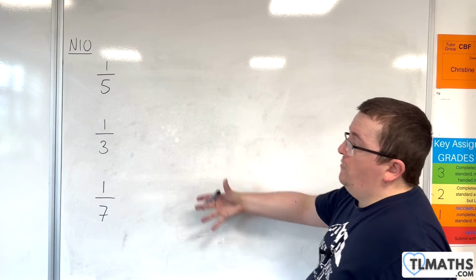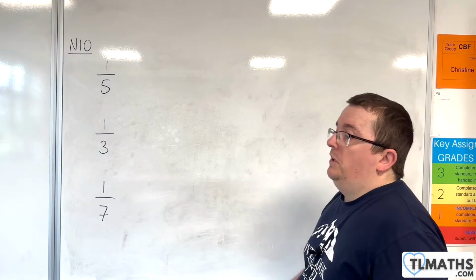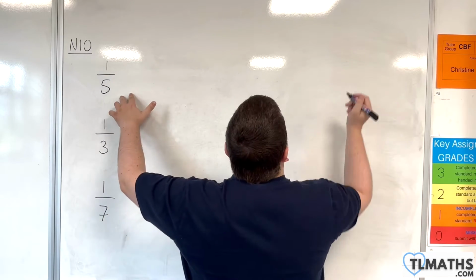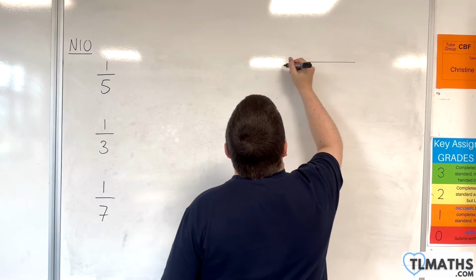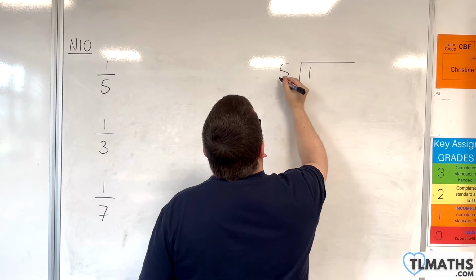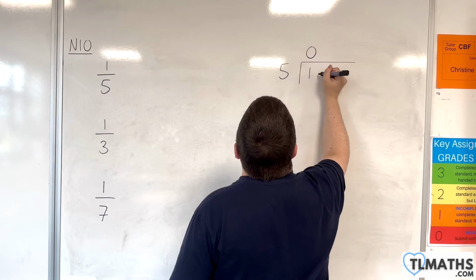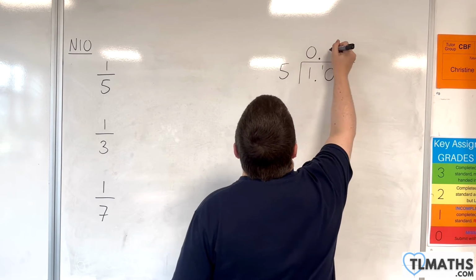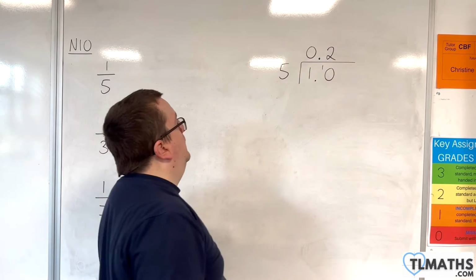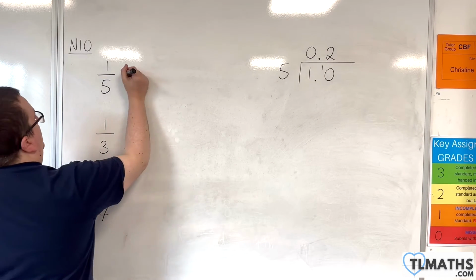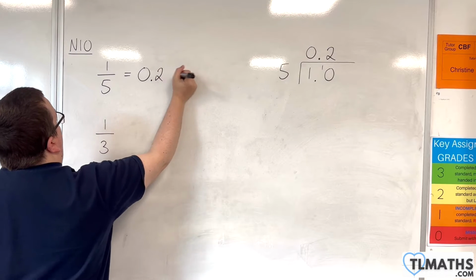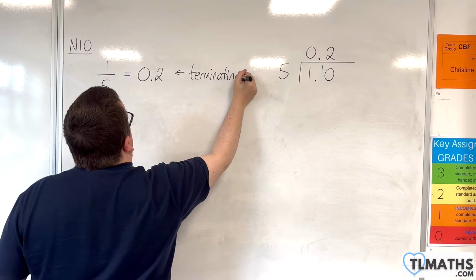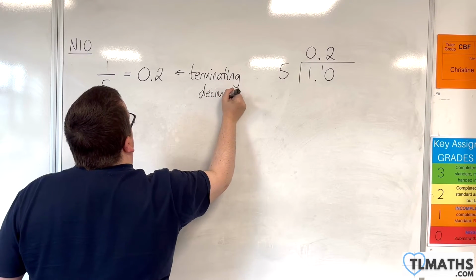So here are three fractions, and what I'm going to do is convert them into decimals. So 1/5, 1 divided by 5, using short division. 5s into 1 go 0 with 1 remainder. Bring in a 0 and a decimal point. 5s into 10 go 2 with 0 remainder. So 1/5 is 0.2, and we would refer to that as a terminating decimal. Okay?